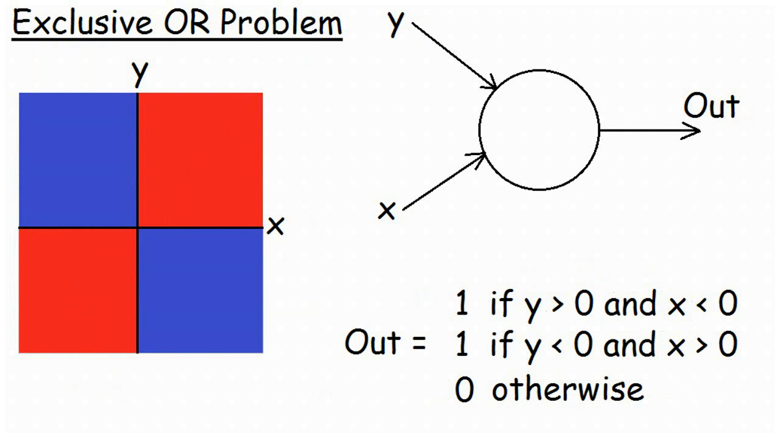This time we have a neuron that must produce a 1 output if X and Y are of different signs, i.e. Y is positive and X negative, or vice versa. This is sometimes called the exclusive OR problem, and it is linearly inseparable because you can't draw a single straight line on that graph that separates the blue region from the red one.